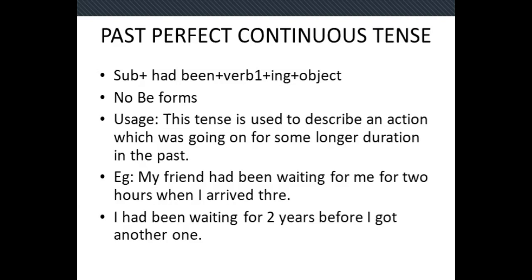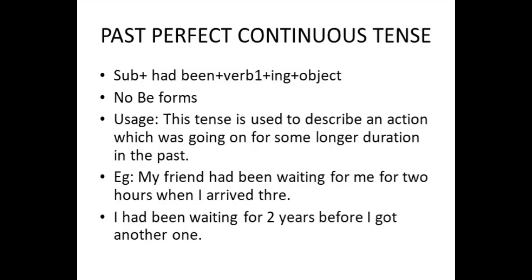This tense is used to describe an action which was going on for some longer duration in the past. Okay, for short duration, something was going on at the point of time, that is past continuous tense. But here the difference is, past perfect continuous tense we use for longer duration. Okay, look at the examples, you will understand.